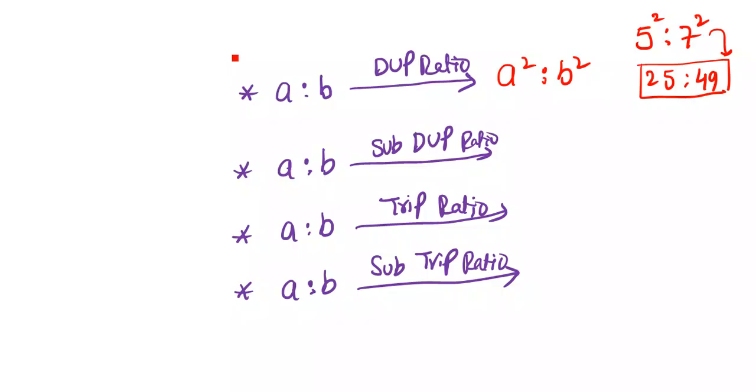Next point: A is to B subduplicate ratio is root of A is to root of B. For example, 36 is to 64. What is the subduplicate ratio? Root of 36 is to root of 64. 36 root is 6 and 64 root is 8.